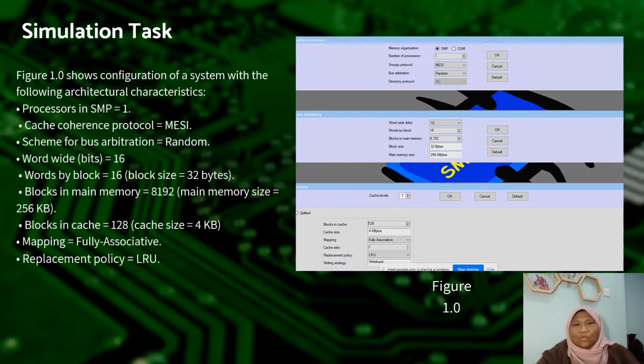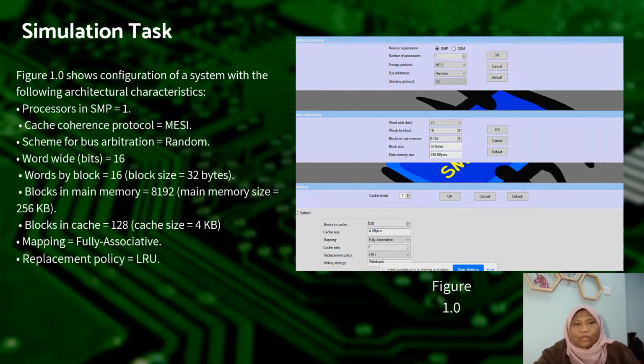In the first task, we need to obtain the miss rate of NASA7, SWM, and MDLJD. First things first, we need to set up our SMP cache with the following architectural characteristics given in the question, which are: processors in SMP is equal to 1, cache coherence protocol is equal to MESI, scheme for bus arbitration is equal to random.